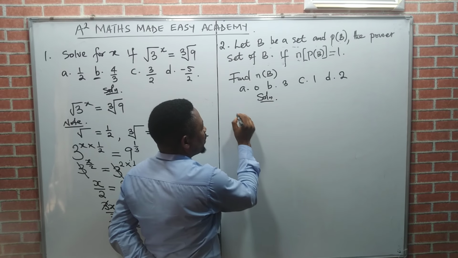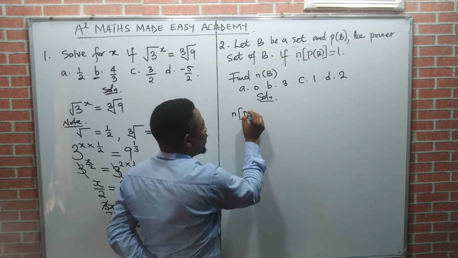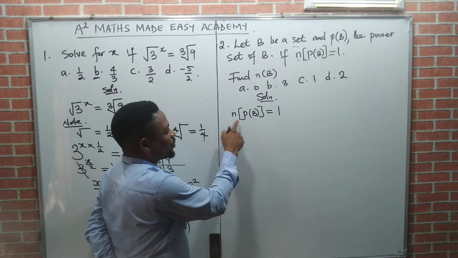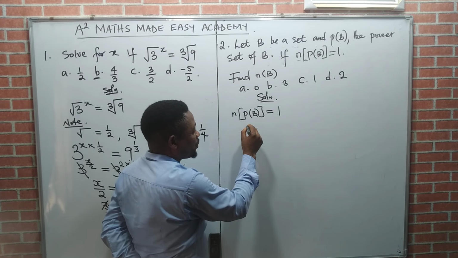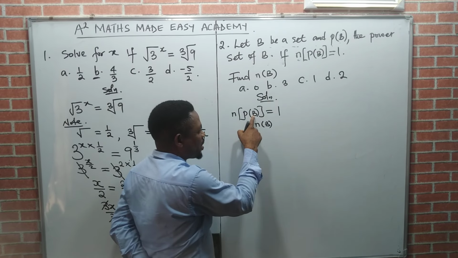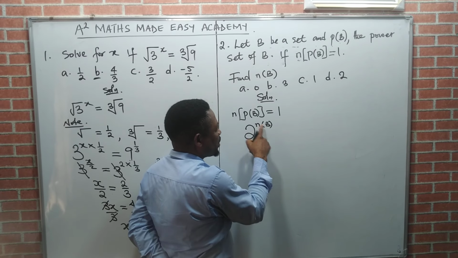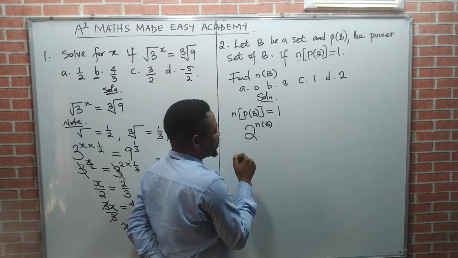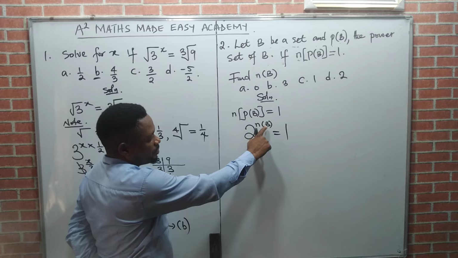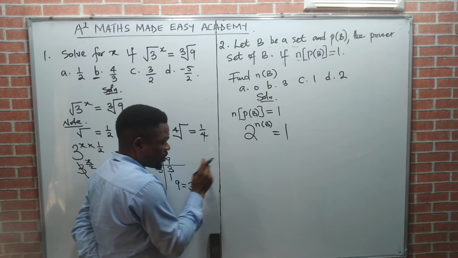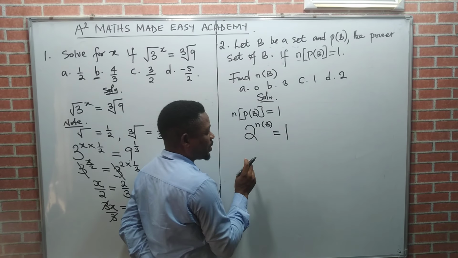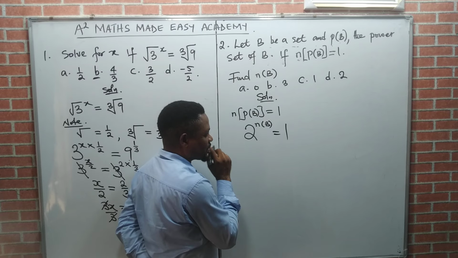Solution. Now the question says the cardinality of the power set of B is already 1. Anytime you are dealing with cardinality of a power set, I want you to observe something here. The formula is always 2 raised to the power of n(B). If here is A, it could have been 2 raised to power n(A). If here is C, 2 raised to power n(C). Then everything should be equal to 1. Can you observe that we are looking for n(B), which is the cardinality of set B? But if you observe the two equations, they are not the same. So what do you think that I will do? I will remove 1 by obeying the law of indices.